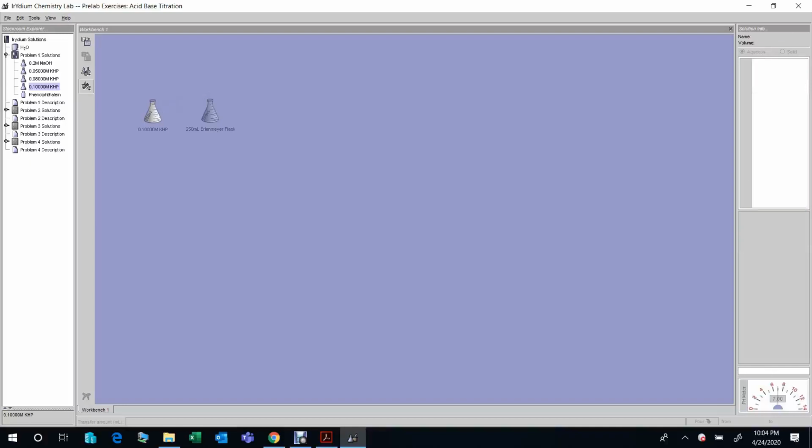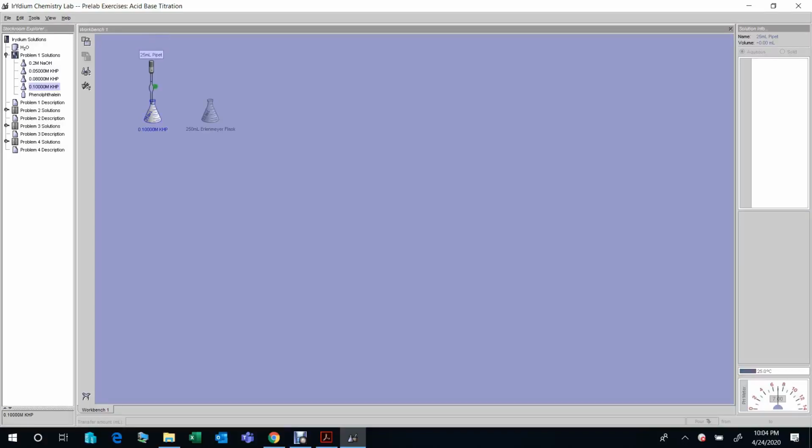What we can do is to choose a pipette. For this, a 25 milliliter pipette. A 25 milliliter pipette can measure the volume very accurately. So when we use the 25 milliliter pipette to withdraw a solution, the volume of the solution is 25.00 milliliters. It's very accurate.